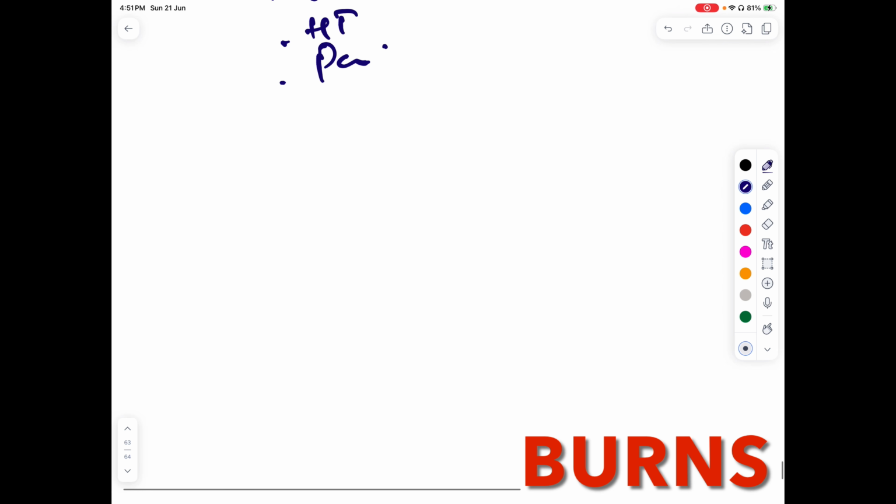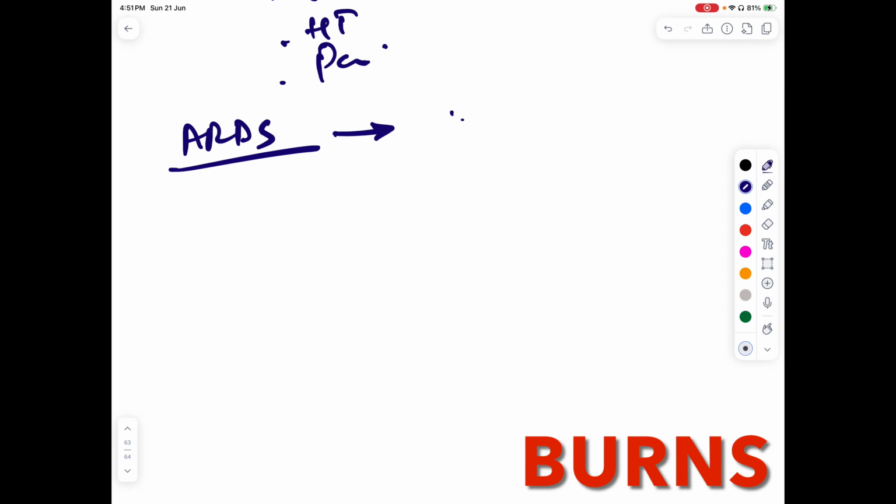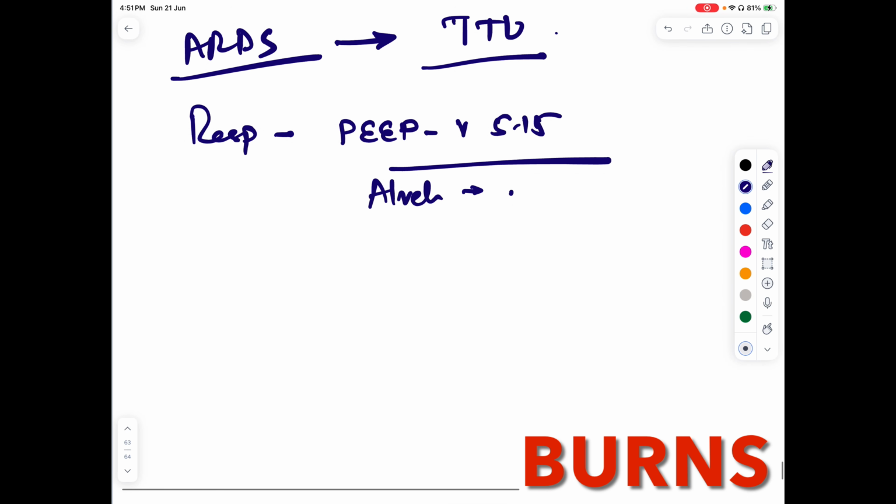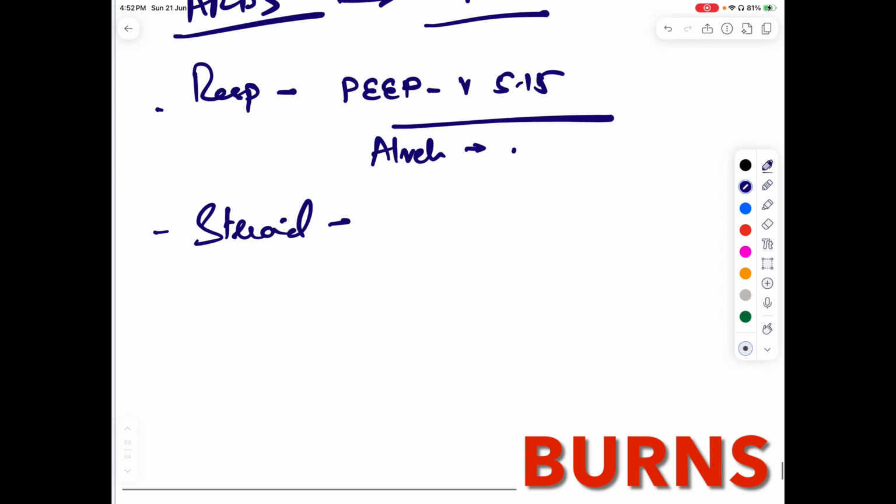So how will you manage ARDS? ARDS has to be managed in the ITU, intensive therapy unit. The patient needs respiratory support, which is important. Here the patient needs positive end expiratory pressure, PEEP ventilation, 5 to 15, to prevent alveolar collapse. So it gives oxygenation and improves the cardiac output. Here you have to give steroids, hydrocortisone, low dose steroid.